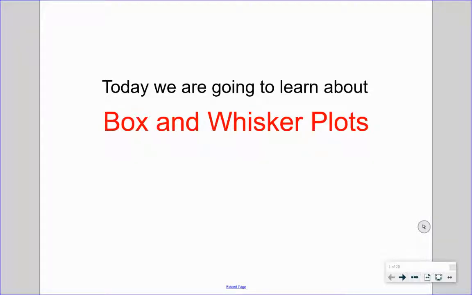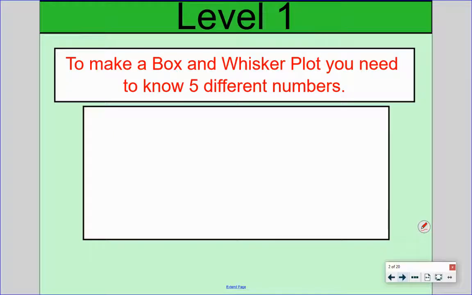Hello, everyone. Today we're going to learn about making box and whisker plots. All right, to make a box and whisker plot, that means we have a list of data and we are going to display them in a box and whisker plot. And in order to do that, we need to know 5 different numbers.